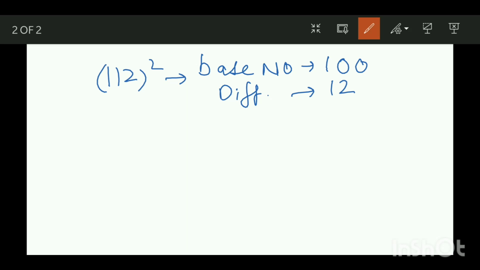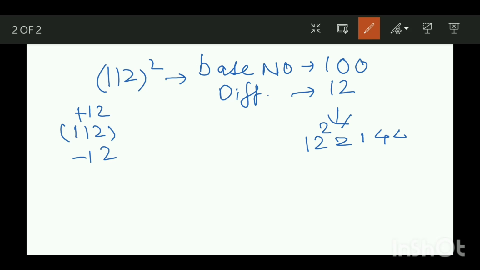Now the next step is we have to add 12 to 112 and subtract 12 from 112. And third, we will write the square of the difference. The difference is 12, so we write the square of 12, which is 144, for which you have to learn squares till 25. Now in the next step, since we added 112 plus 12, we will write down 124 and multiply it by 112 minus 12, which is 100.